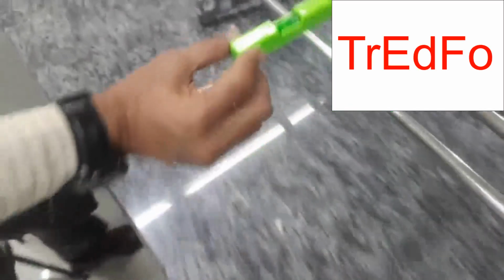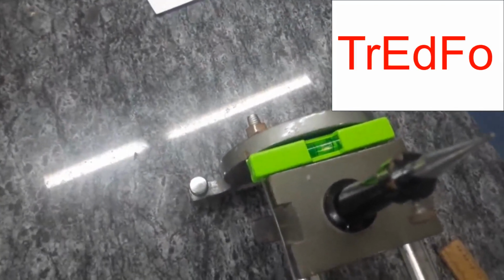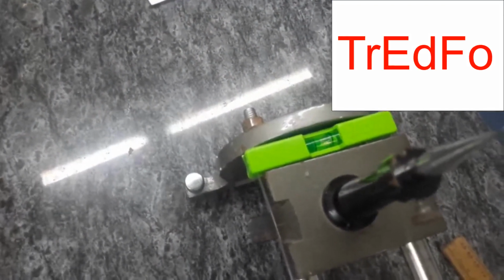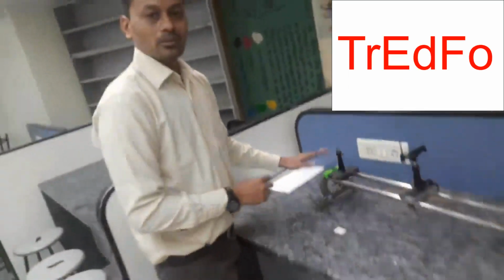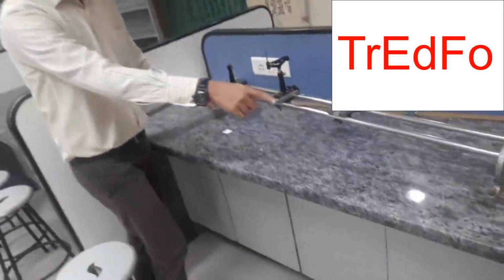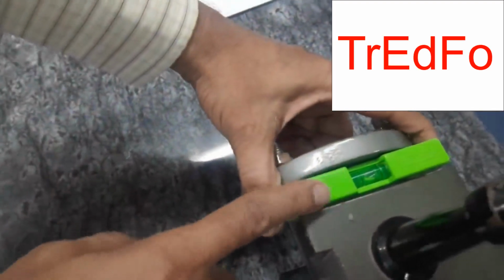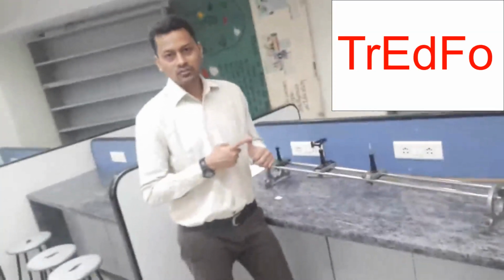I move this optical bench to the other side, and again I check whether the bubble is at the center. You can see that it's a little bit towards the right, but for this it's okay. This is how you balance the optical bench. If this bubble is not in the center, you adjust the screws given at the ends. Try to bring the bubble to the center of a spirit level.